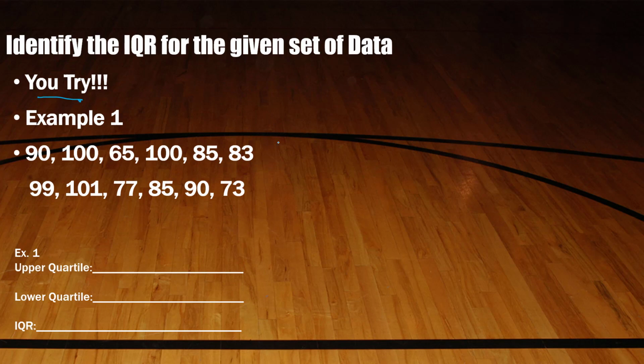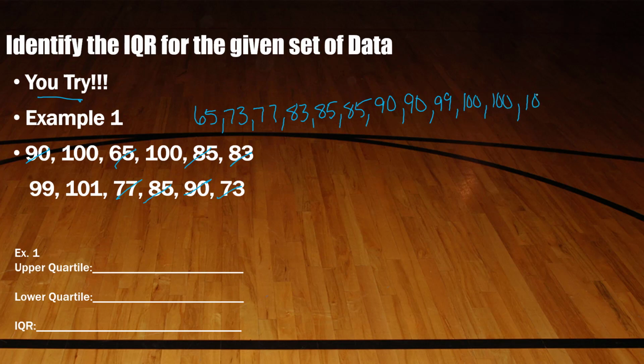All right, welcome back. So hopefully you put your numbers in numerical order. So 65, 73 followed by 77, followed by 83, followed by 2 85s, followed by 90 and 90, followed by 99 and 2 100s, followed by a 101. So that's got all of our terms.